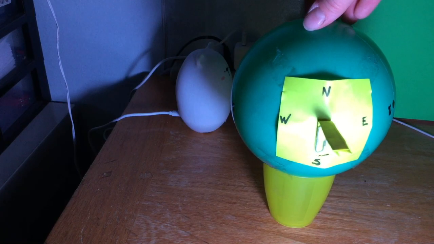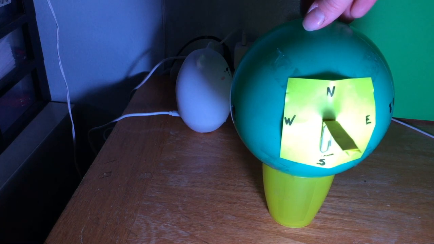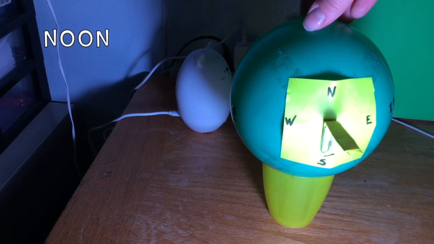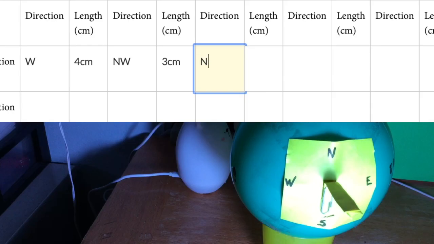Let's continue to rotate the Earth as it gets later in the day. It's now noon or 12 o'clock. Notice the direction the shadow moved and the length of the shadow now. Did the shadow get longer or shorter? Let's record our data. This shadow is pointing north and it is 1 centimeter long.